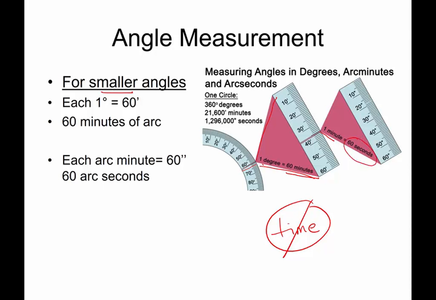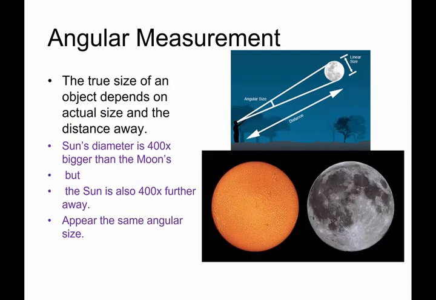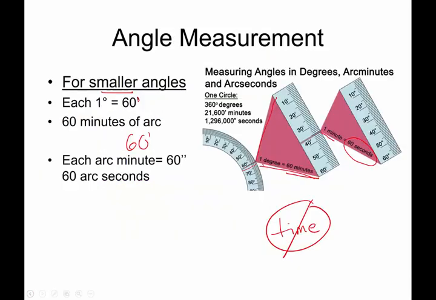Now, how this is noted is a minute of arc is noted by a little caret up top, so 60 minutes. 60 seconds of arc is 2 little carets. If I had 45 minutes, it would look like that. If I had 30 seconds of arc, it would look like that. And if I had 10 degrees of arc, it would look like that.